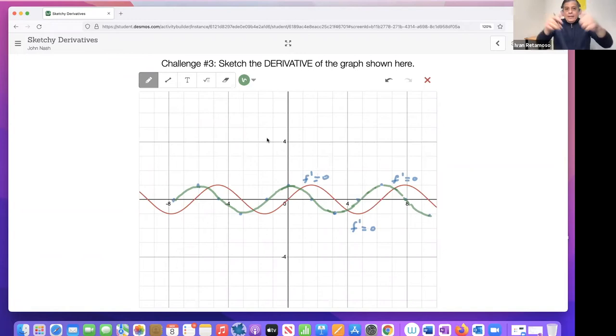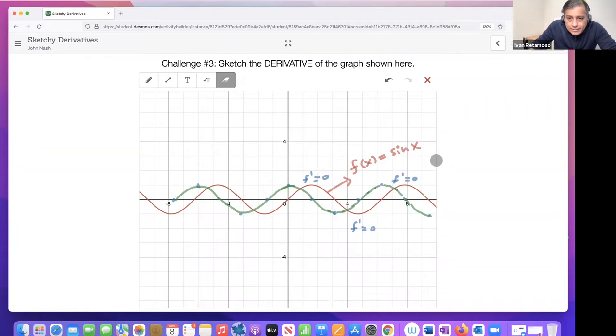Cosine, right? Yeah, consistent with the fact that the red one was resembling f of x equal sine of x, right? Derivative of sine, cosine, right? Derivative of sine, cosine. So therefore, this guy should be cosine, the green one, right?